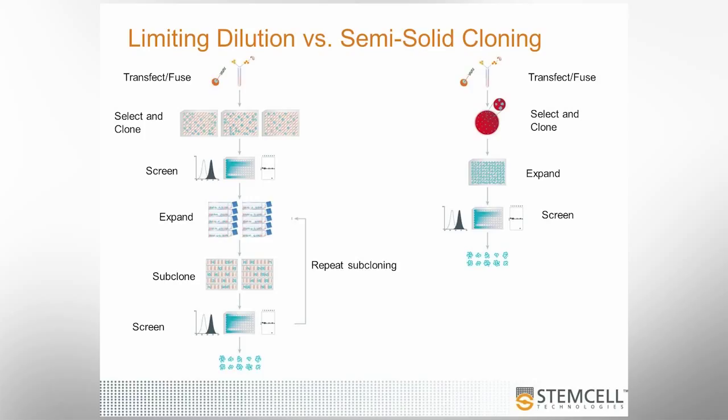But unlike limiting dilution, at this step, after the very first round of cloning, your clones already have a very high probability of monoclonality. So you might still want to do a subcloning step depending on the requirements of your project, but because each round of semi-solid cloning delivers such a high probability of monoclonality, you're going to require fewer rounds of semi-solid cloning versus limiting dilution cloning.